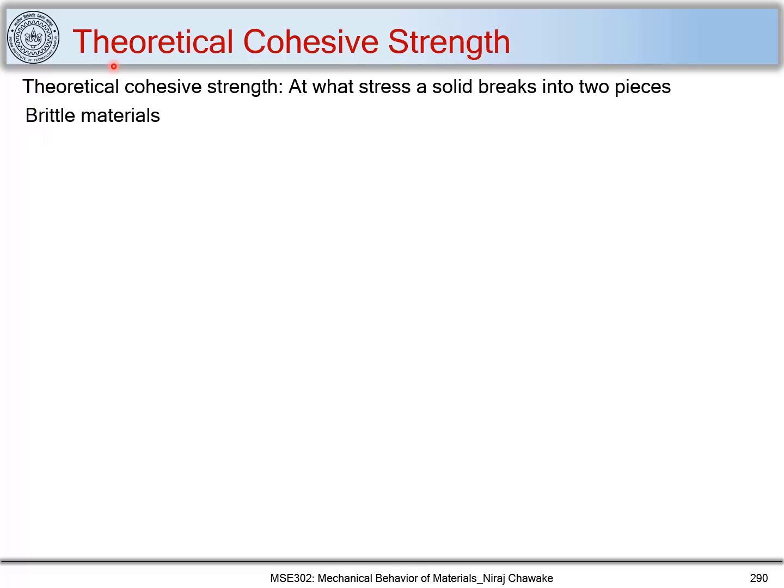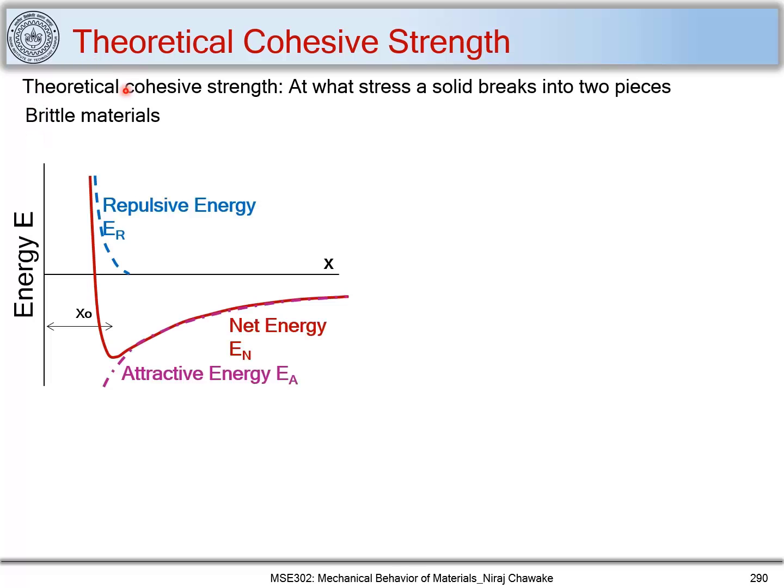Now to find out this theoretical cohesive strength, what we do is that we use this energy versus x plot using a Lennard-Jones potential, and you can see that the energy variation when we try to bring two atoms close to each other will vary in this fashion. We all know this. Let's consider this minimum energy, which is achieved when atoms are at equilibrium separation. Let's call that separation x naught.